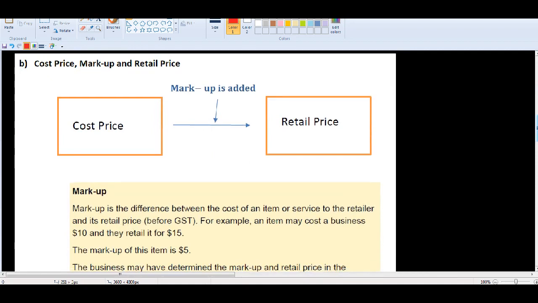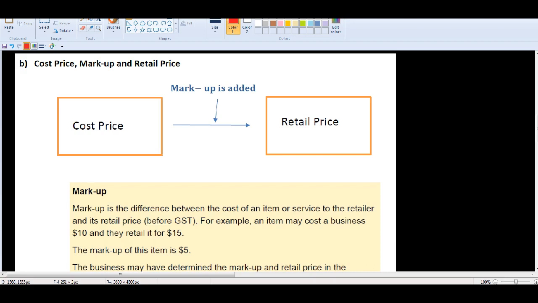Right now, let's go to today's new content. So it's about cost, markup, and retail price. So if you understand how people do business, normally they buy something at a lower price and try to sell them at a higher price, right? So that the difference in two prices will make a profit.